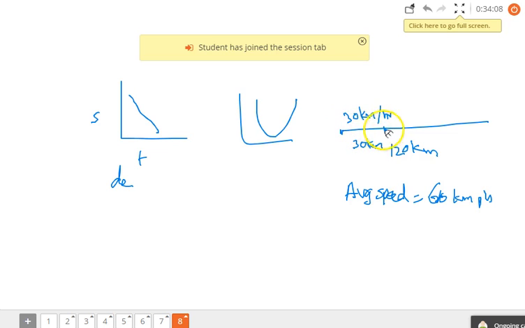First 30 kilometers at 30 km per hour. What is the rest of the kilometers? How many kilometers remain? We have to find. Total is 120. Already 30 traveled. How much remaining? So 120 minus 30, 90 kilometers is remaining. Very simple. So, average speed is equal to total distance by total time.